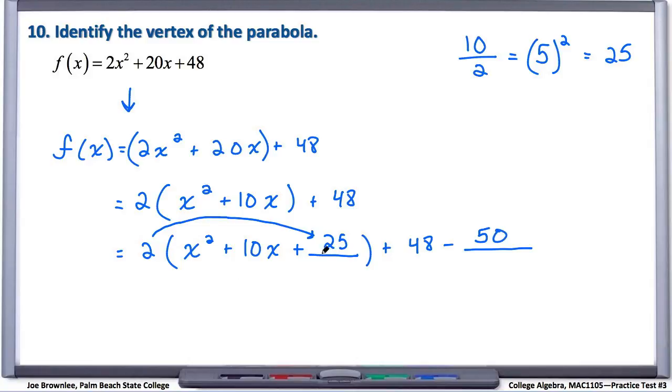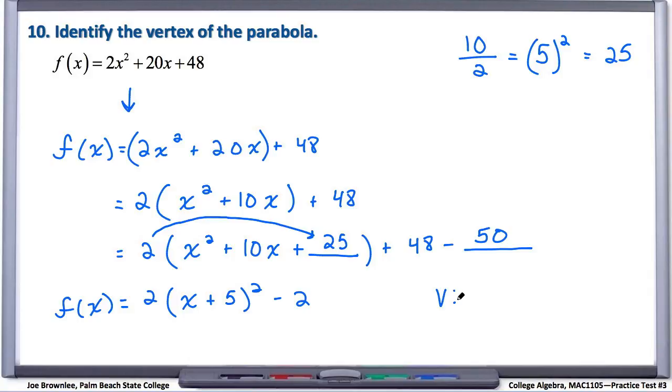All right, now that we've completed the square, these three terms in the parentheses are what is known as a perfect square trinomial. We can rewrite these three terms as a perfect square binomial. So we'll have 2 and then open parentheses, x, and then what's half of positive 10? Well, that's positive 5, squared, and then 48 minus 50 is negative 2. And now we've rewritten our given equation that was in standard form. Now it's in vertex form, and we can quickly identify our h comma k vertex.